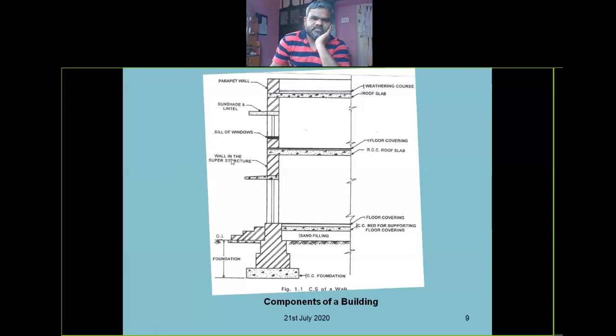And this is a wall and this is the first floor. Again this is a door, this is a sill of a window, and this is a lintel, and this is a sunshade which protects the doors and windows from the weathering agencies. And again a lintel, this is another roof, and roof flooring, weathering course, and this is called the parapet wall. This is the skeleton of a building showing the different component parts.